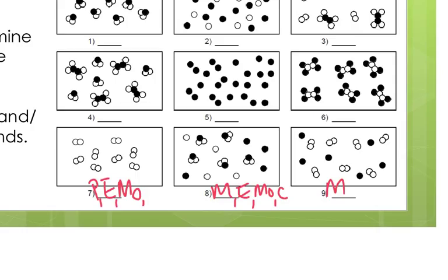Finally, in number 9, we can see that we do have elements. Not only are the black dots representing elements, but the white dot molecules are also representing an element. Because of that, it also contains molecules. The white dots are the molecules. But because they are not combining to create 2 or more different elements, number 9 does not contain any compounds.